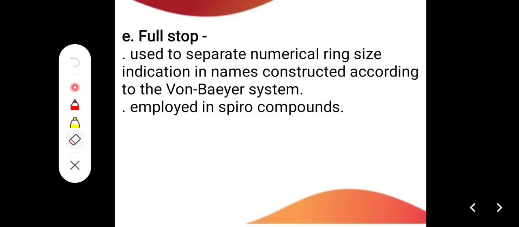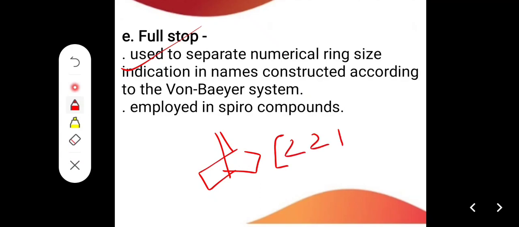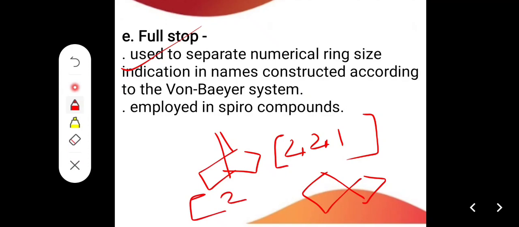Now, full stop. Full stop is used to separate numerical ring size indication in names constructed according to the von Baeyer system employed in spiro compounds. Sometimes when you see a spiro compound, there should be written in bracket 2, 2, 1. So in between these two numerals, we have to use full stop to designate the ring size. If we consider a spiro compound, we also write 2, 3, so there must be a full stop.